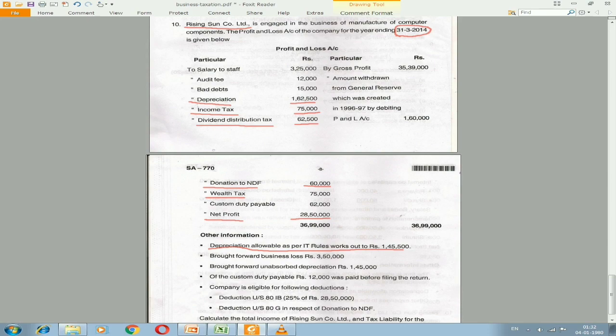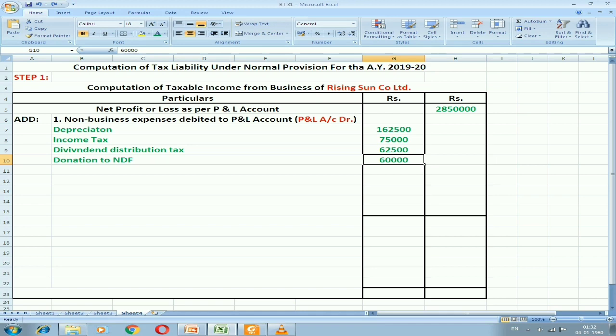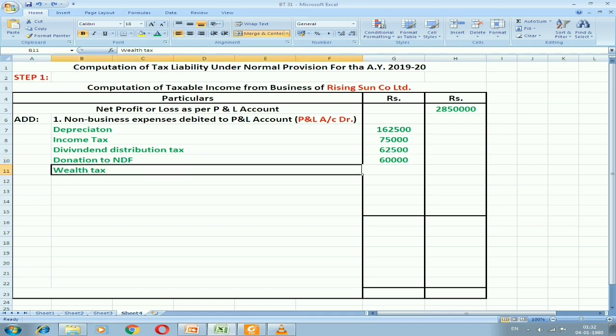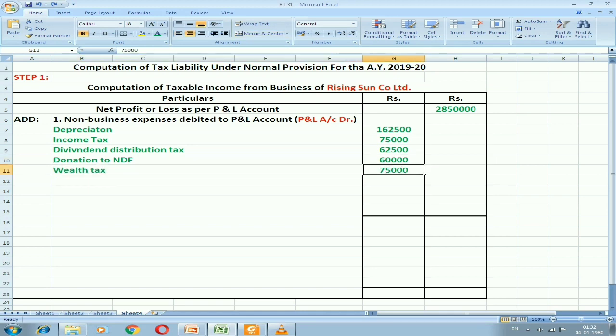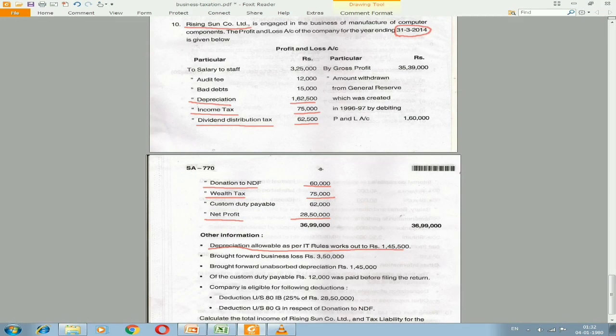Wealth tax. As wealth tax is related to direct tax, even though it is abolished, it will be direct tax. Then we need to take it as 75,000. Next we have custom duty payable. As you can see, custom duty payable is an amount of rupees 62,000.